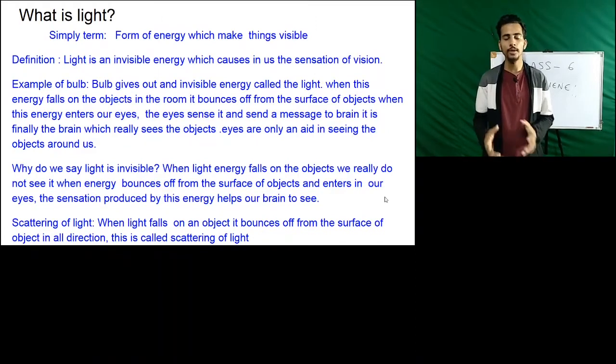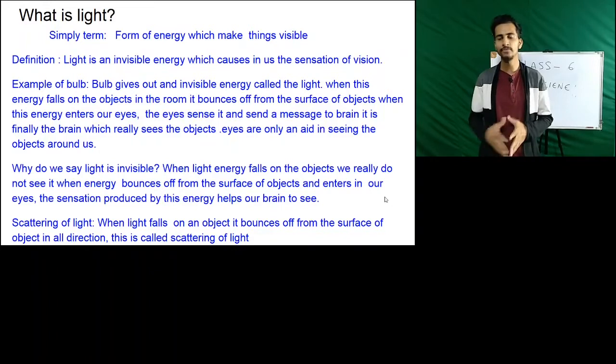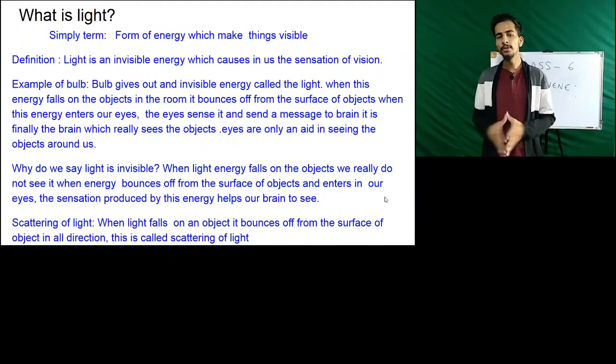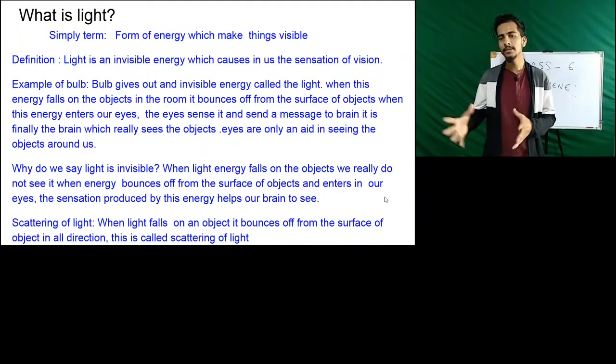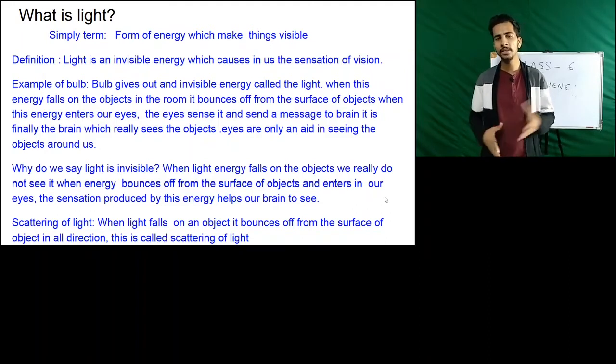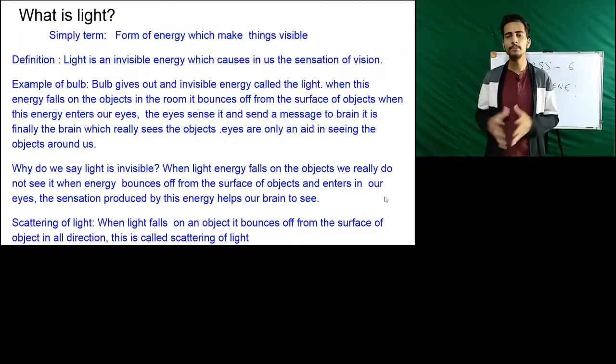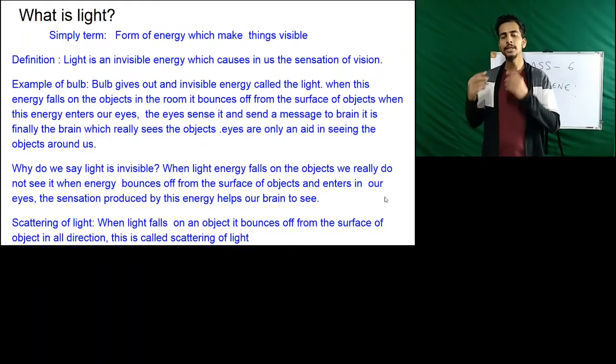So in simple terms, what is light? It is a form of energy which makes things visible. We have various forms of energy, and among them we have light also as a form of energy which makes things visible. For example, if you enter a dark room, you are not able to see any objects inside the room. If a chair is kept inside the room and the room is very dark, you are not able to see it, but as soon as you turn on the switch, you are able to see all those things. How does it happen? It happens because that bulb or tube light gives light.